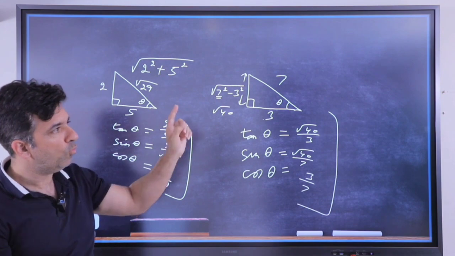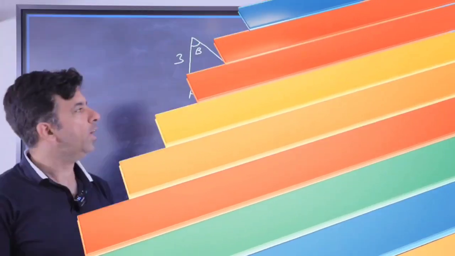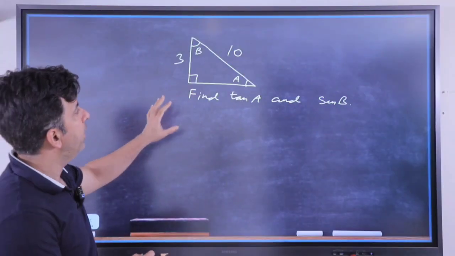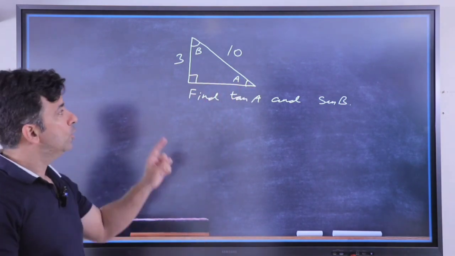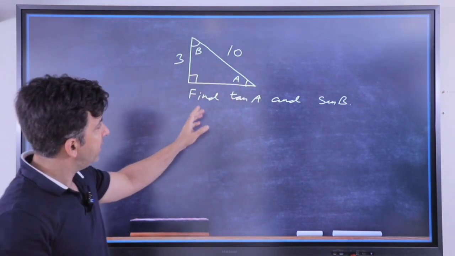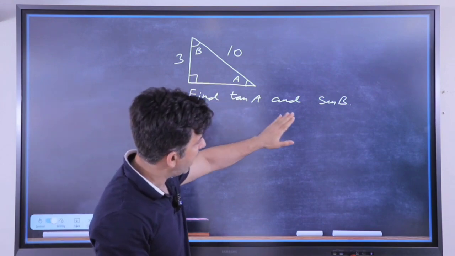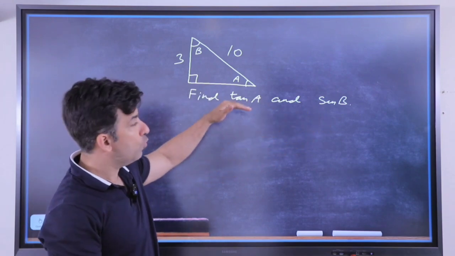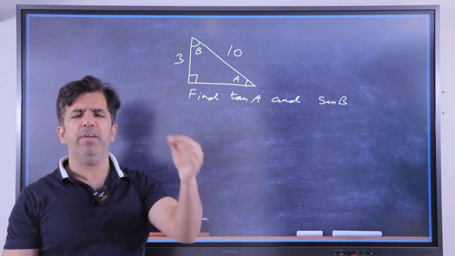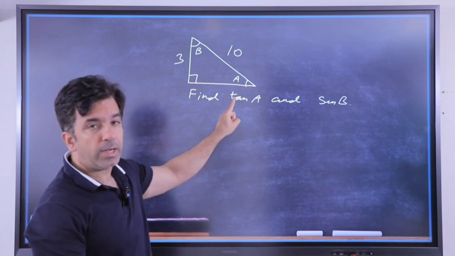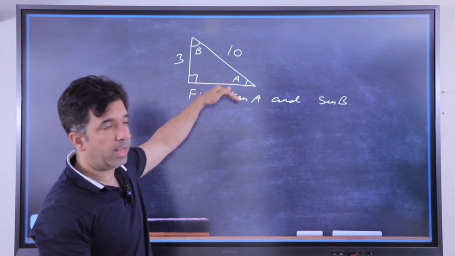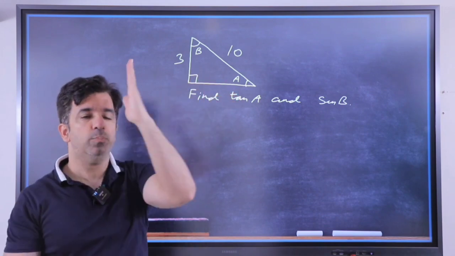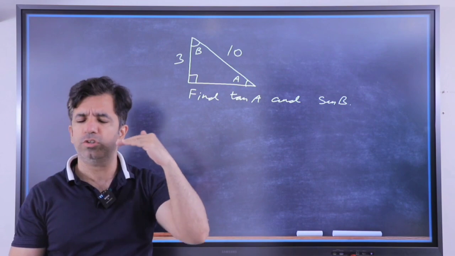So now let's move one step further. We are given a right angle triangle in which this angle was named as A and this angle was B. We are told to find tan A and sine B. So I've just created one difference in this question, that for tan A, this is the base. And tan A is perpendicular upon base. We just have to remember this thing.